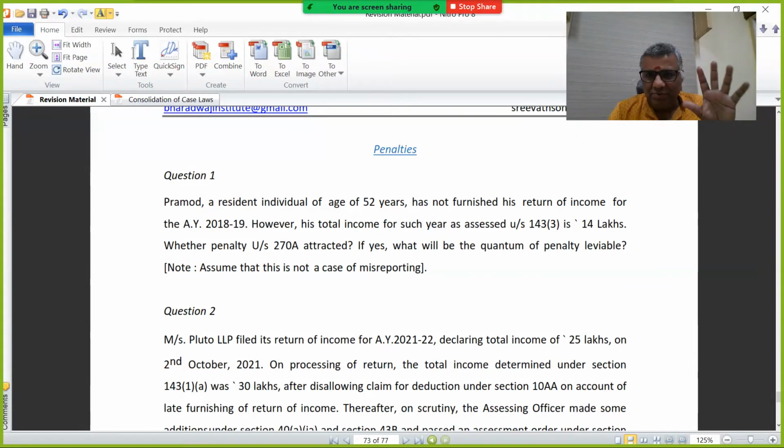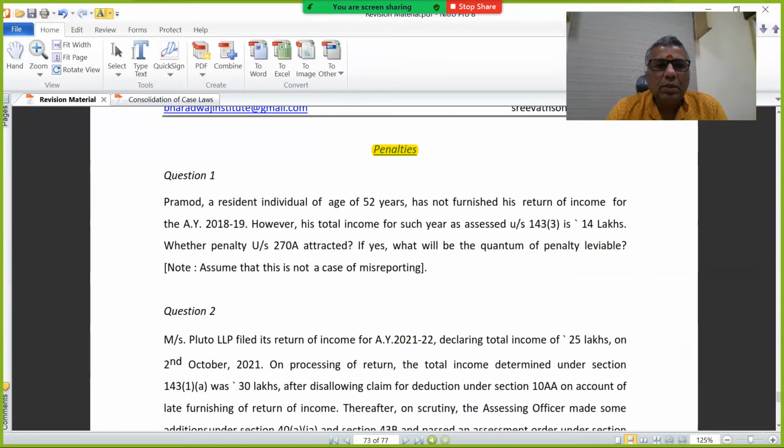Apart from that, which can be an amendment related question, the other question can only be in 270A, that is underreporting or misreporting of income. That is what I personally feel, that it will not be away from that. So, a quick understanding of these penalties.